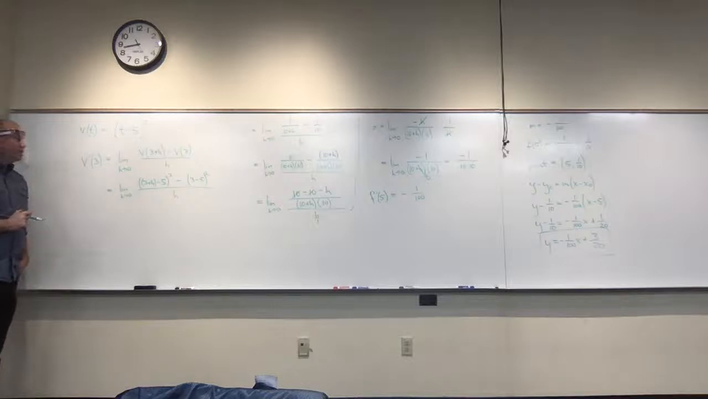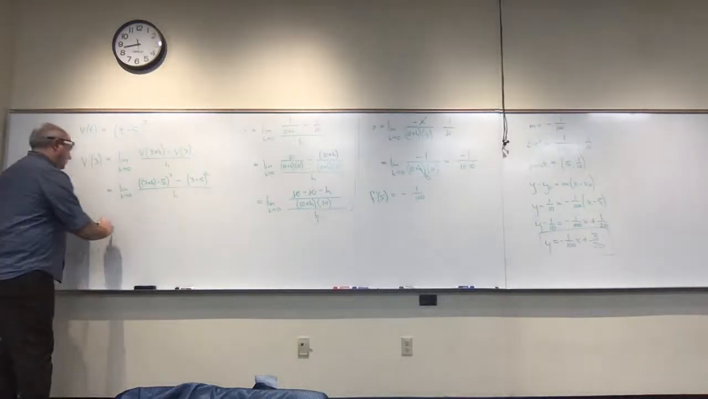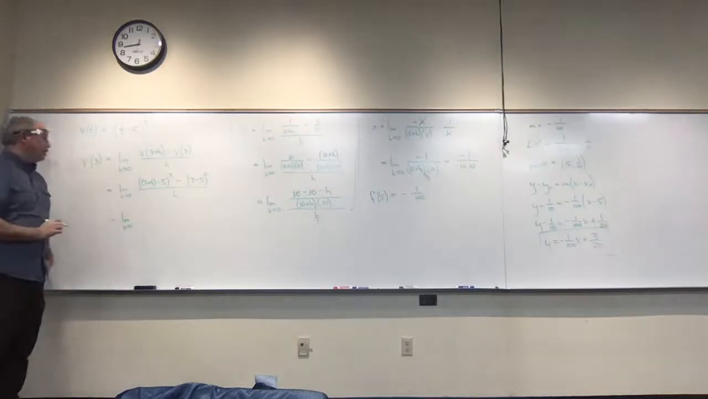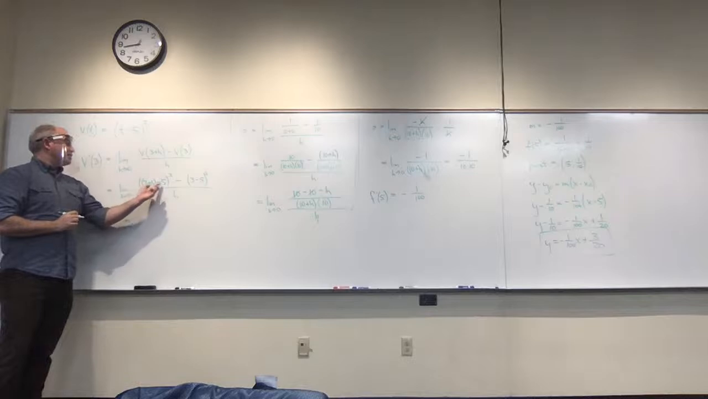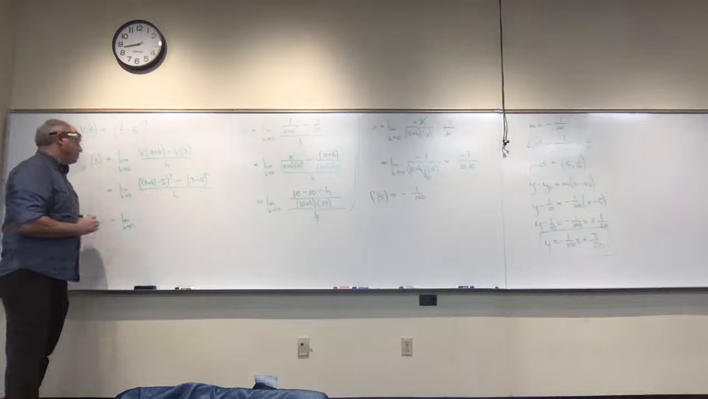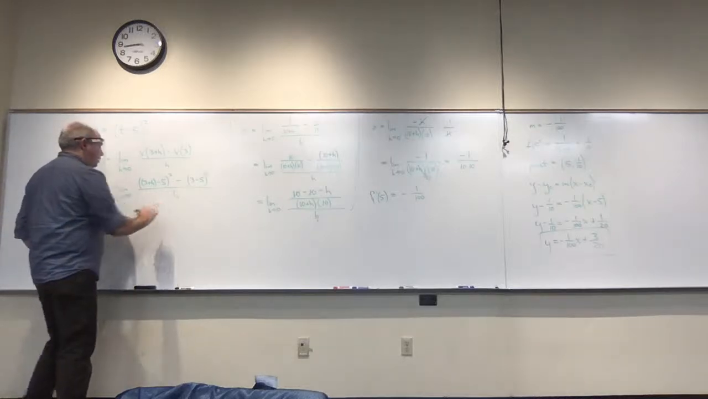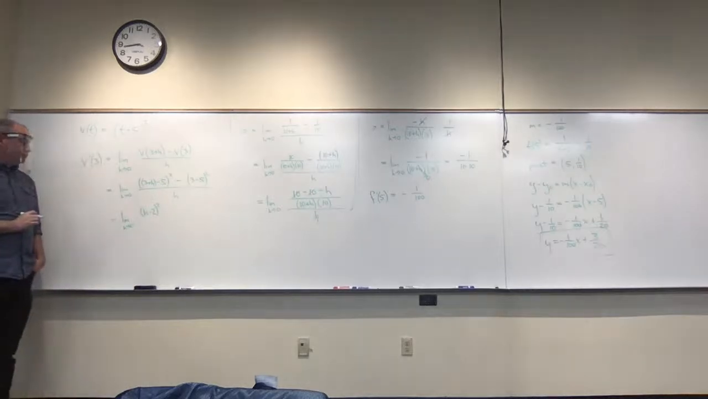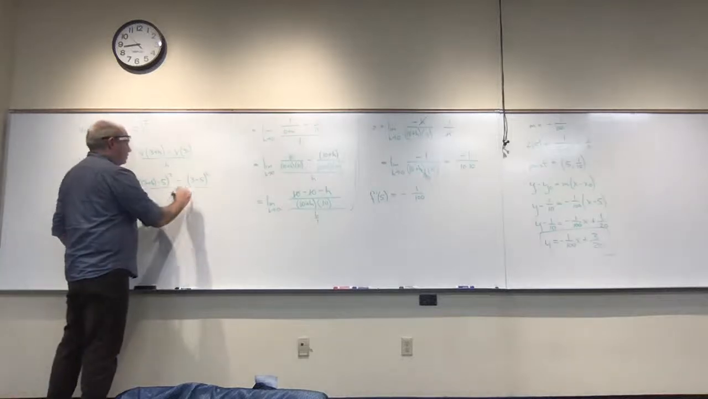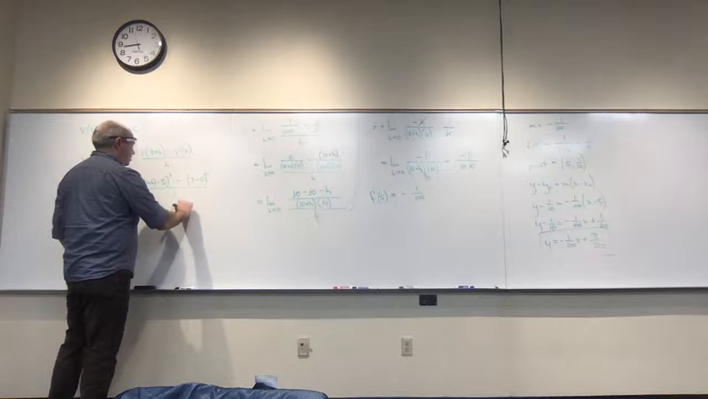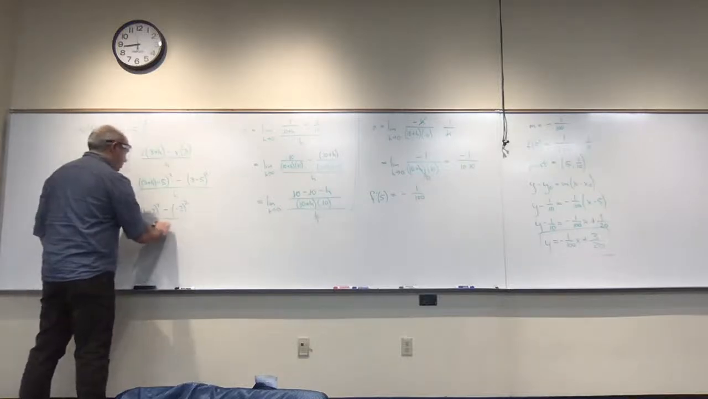Okay, so now I need to do some algebra. So we get the limit, h goes to 0, of, I've got 3 minus 5 inside the parentheses, which is negative 2. So this is kind of just (h minus 2) squared. Over here, I've got minus. 3 minus 5 is just minus 2. So this is just minus 2 squared, all over h.